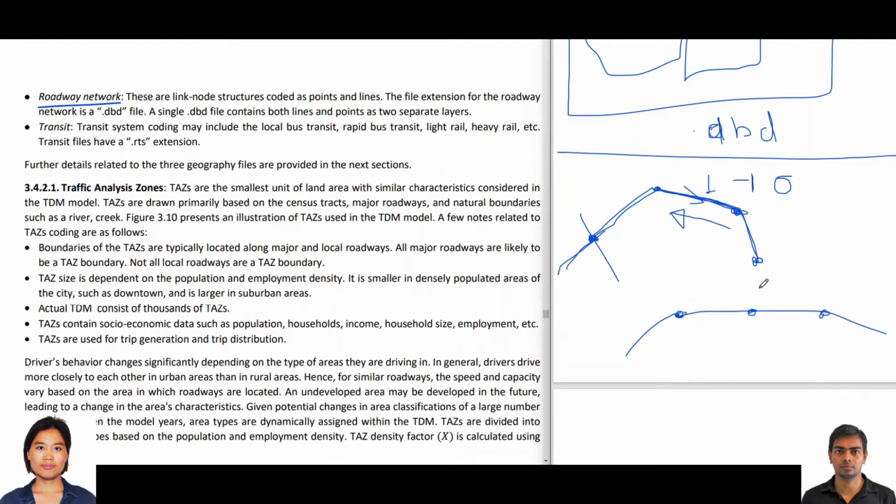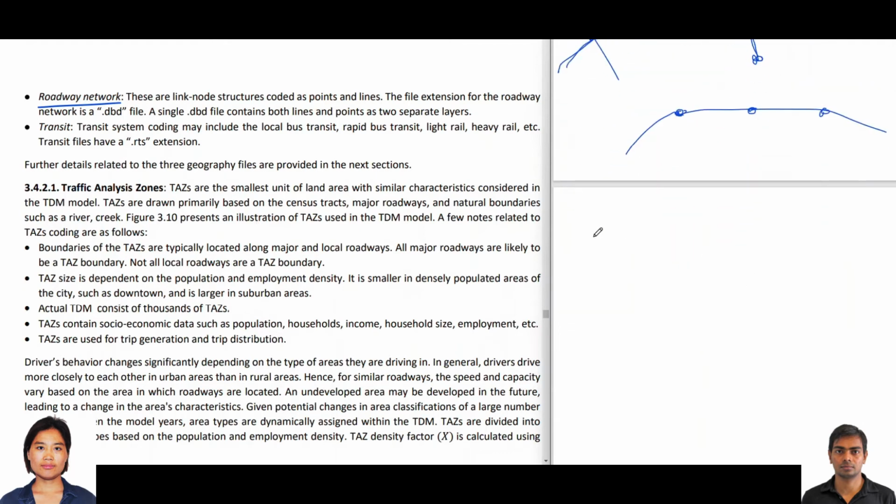Usually links are straight lines in TransCAD. So let's say I want to draw this road in TransCAD. The way I will draw it is one node here, one node here, one node here, one node here, and so on.